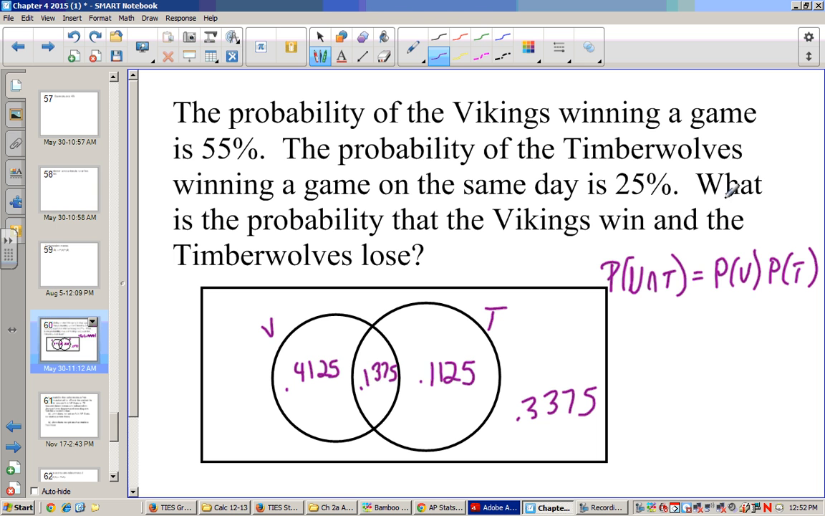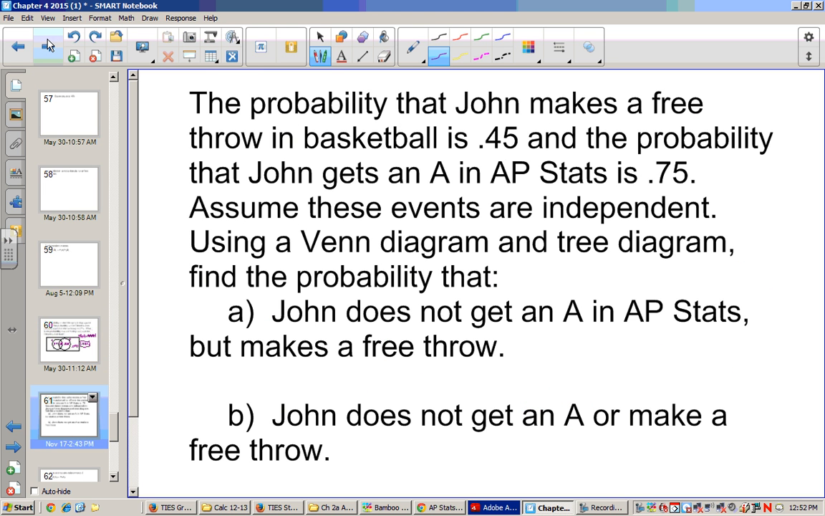So now we have all the probabilities in our sample space. Let's figure out the question. What's the probability that the Vikings win and the Timberwolves lose? So the Vikings win is here. The Timberwolves lose is outside of this box. So this answer is 0.4125. Now, answering the question is as important as filling out the whole Venn diagram.